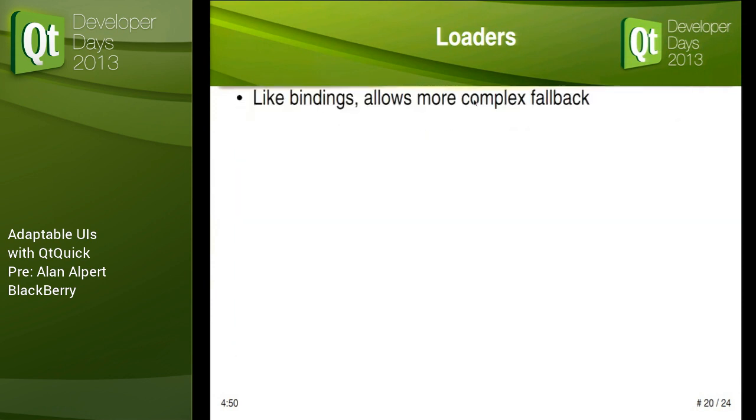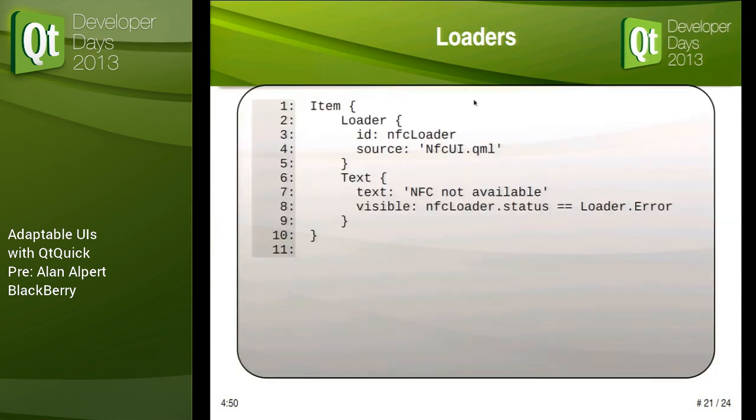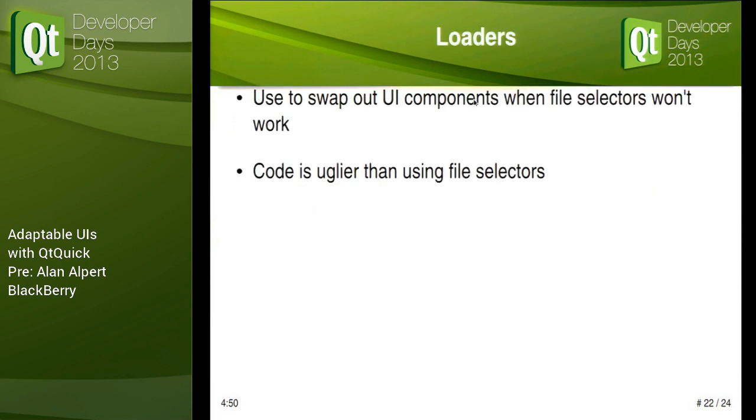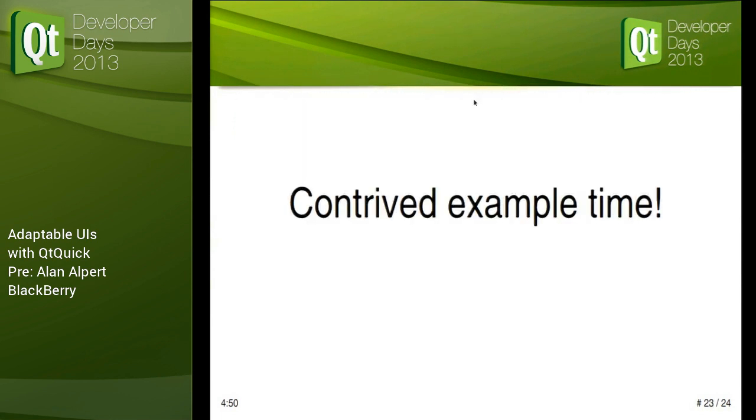The problem is that the code is uglier. This entire segment here, if we knew that there would always be some NFC UI available, we just had to select which one based on device, it would just be NFC UI open brace, close brace. It would be a lot simpler. Having to explicitly put this logic in there with bindings does make it a little uglier than using file selectors.